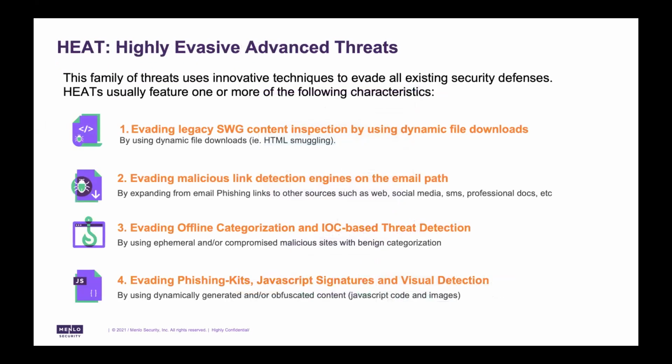And one of the things that we are seeing that is really driving adoption is an increase in highly evasive advanced threats. We refer to this as HEAT. These are a family of threats that are using really innovative techniques to evade security defenses that exist in the market. When you think about the tools that exist in the market today, they've been around a while. A web proxy has been around for decades. And a lot of the cloud secure gateway vendors are using legacy architectures just in a different form factor.